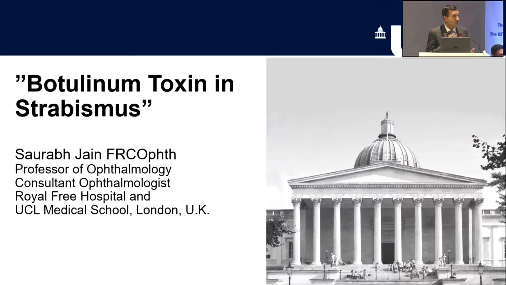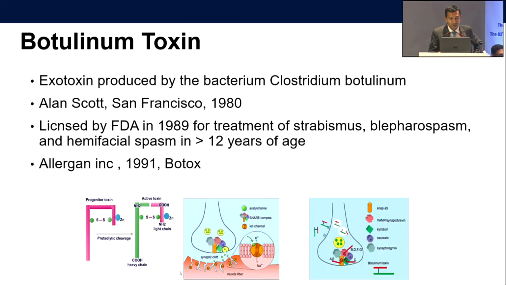So we're finding more and more indications of using Botox in strabismus, and I want to share some with you. A little bit of pharmacology that I'm sure you're aware of: it is an exotoxin. It was first tried by Alan Scott in San Francisco in 1980. John Lee brought it to the UK, literally in his coat pocket through Heathrow, and he started the Botox clinic at Moorfields, which is now the largest Botox clinic in the world.